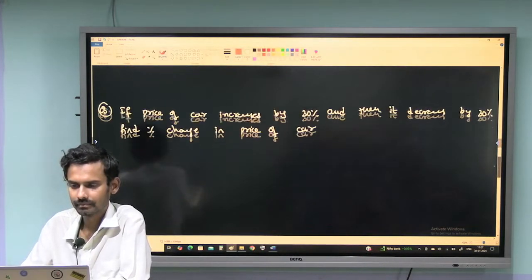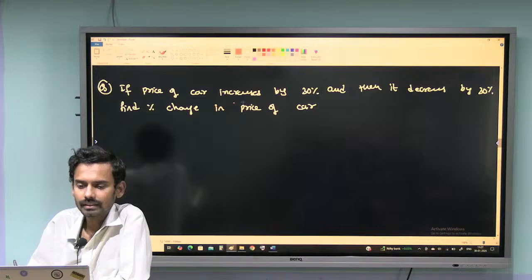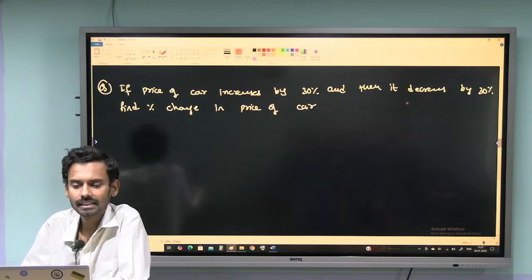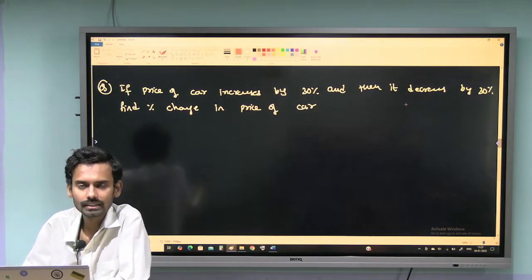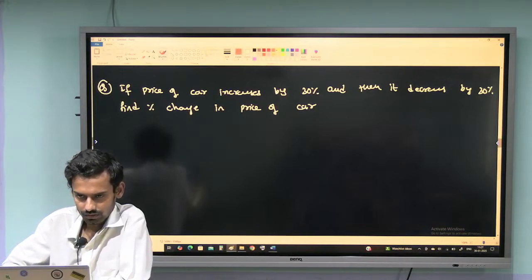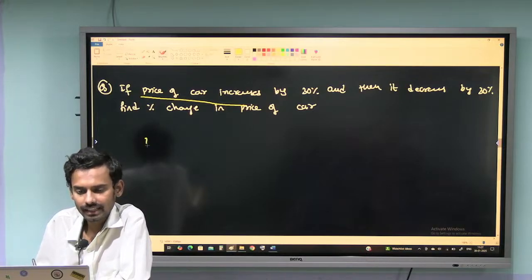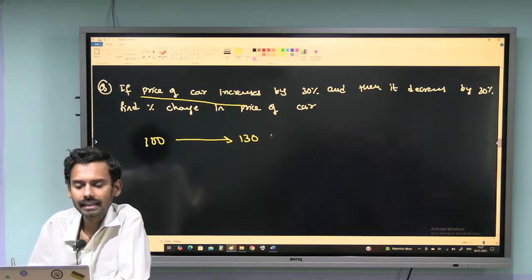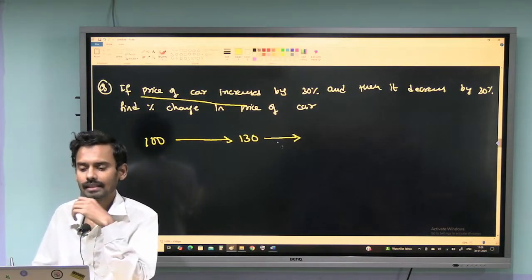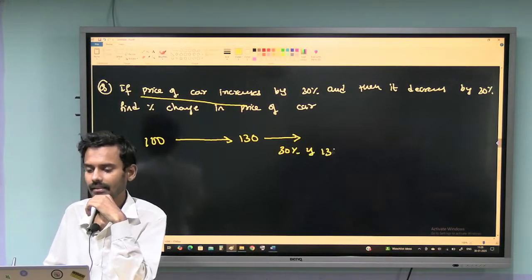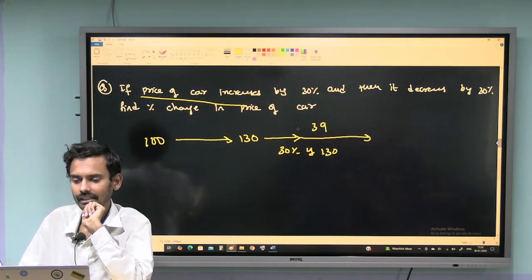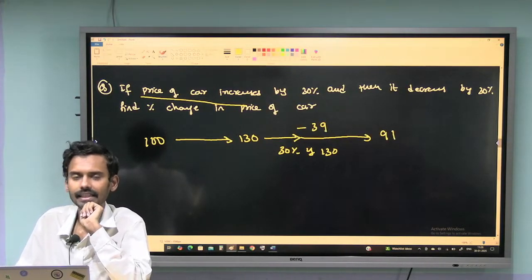Next, the price of a car increases by 30% and then it decreases by 30%. Find the percentage change in price of the car. So all these problems are based on percentage change. So here I will be taking the initial value of the car as 100. If you increase this by 30%, you will get 130 and then you need to decrease this by 30%. So 30% of 130: 10% of 130 is 13, so 30% will be 39. If you decrease 130 by 39, you will be getting 91.